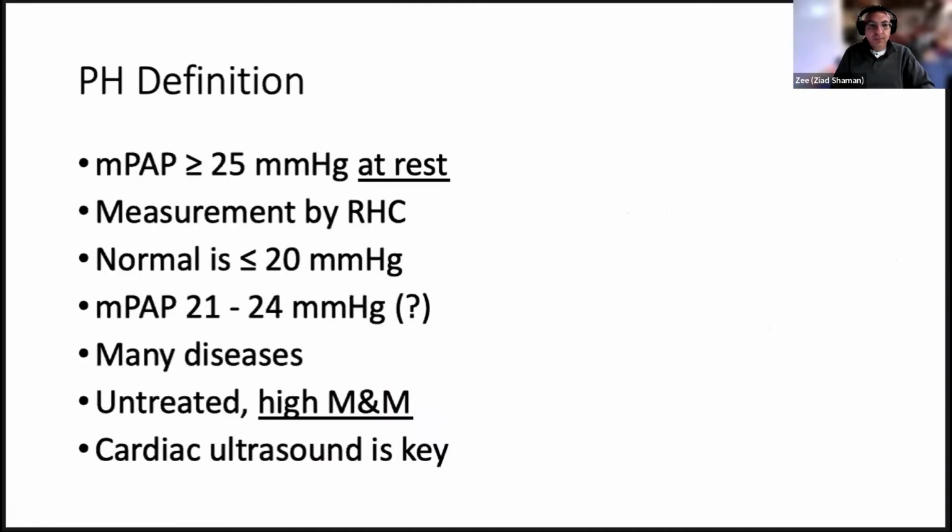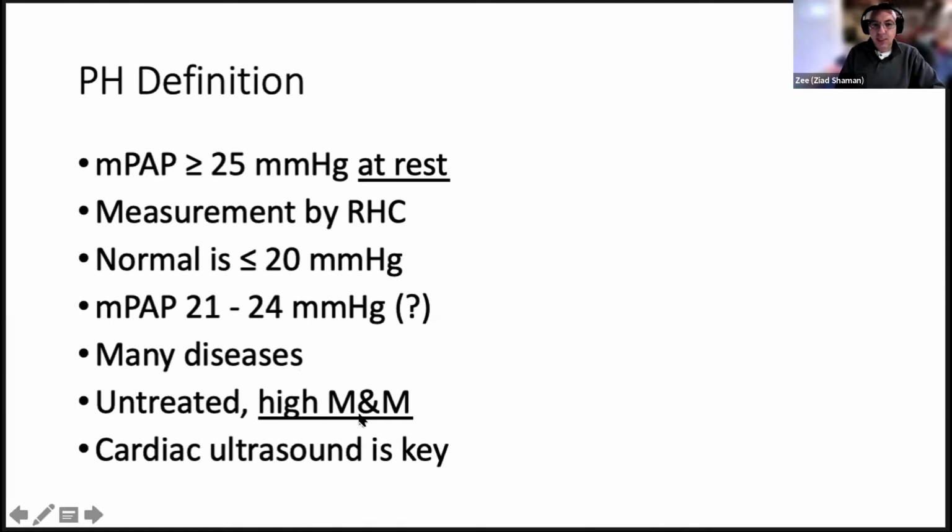Okay, so to set the standards here, the definition of pulmonary hypertension is a PA pressure of 25 or more millimeters of mercury at rest. I underlined at rest because with exercise, you do increase your pulmonary artery pressure because you increase your cardiac output. The gold standard of measurement is the right heart cath. Normal is 20 or less. There is a gray zone of 21 to 24 where nobody really knows what to do if you actually find a patient with such a PA pressure.